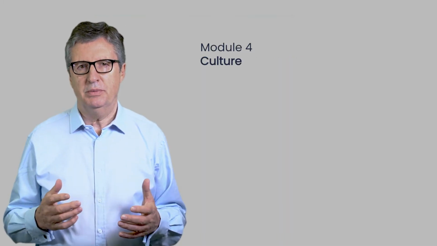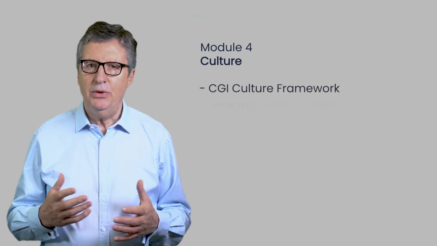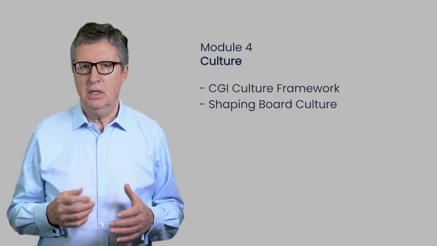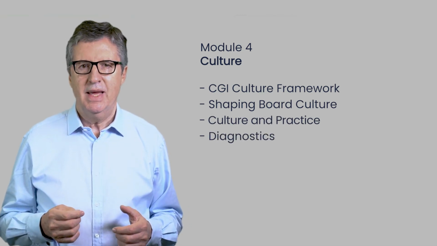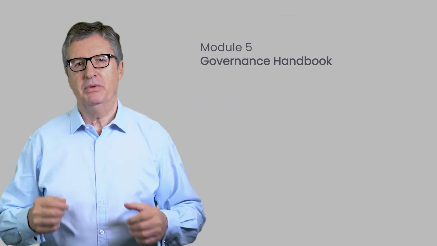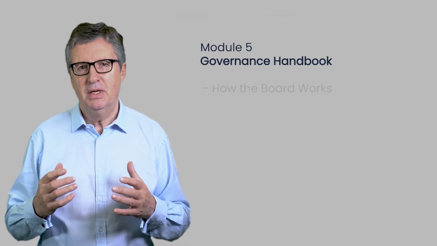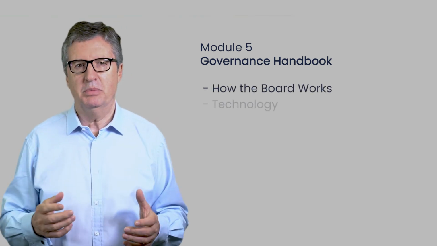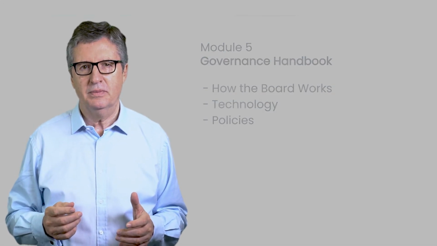Module 4 covers culture, the main concept, the CGI cultural framework, how you can shape board culture, culture and practice in organizations, and what does it look like? Cultural diagnostics, and the role of ethics, the critical role of ethics. So Module 5 covers the governance handbook, and that's an overview of the governance of the organization. It covers how the board works, the use of technology in the boardroom, and all the various policies a board needs to run an organization.